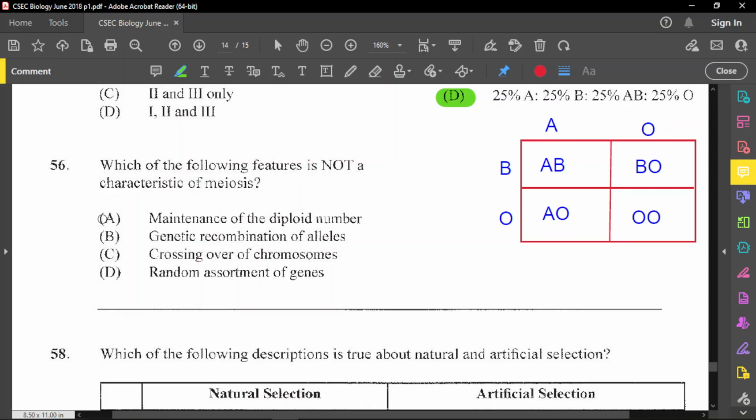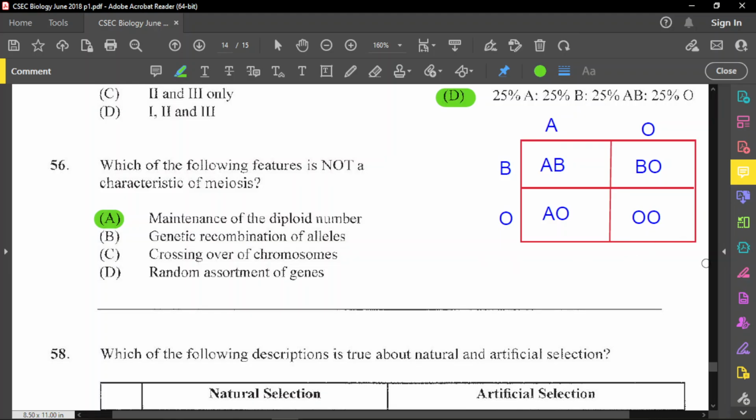It's a recombination of alleles, crossing over of chromosomes, and crossing over takes place definitely. Recombination of alleles definitely. Random assortment of genes definitely. And these are also important for variation as well, if you notice it. So maintaining the diploid number is mitosis. So even if you didn't know these, A is our guy.